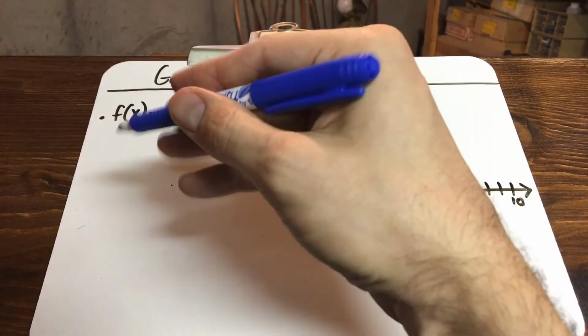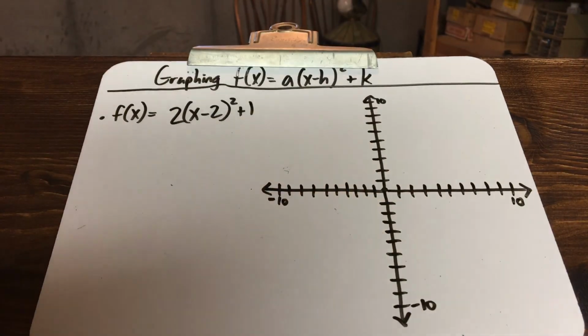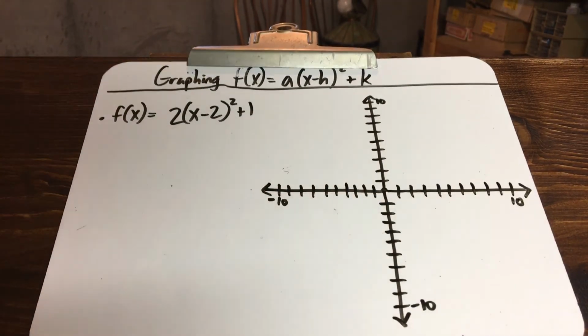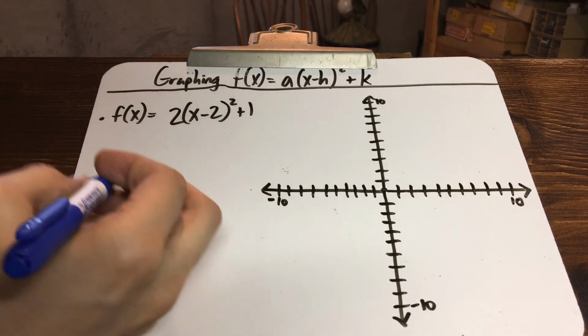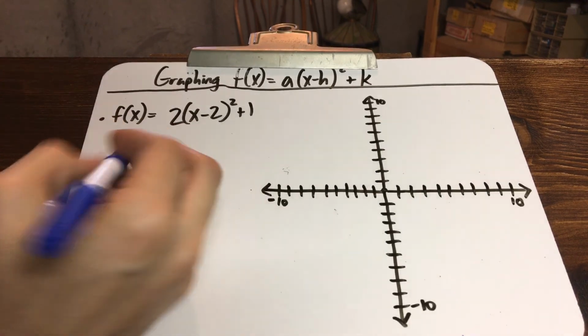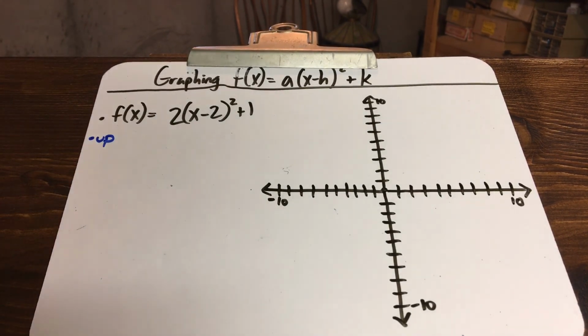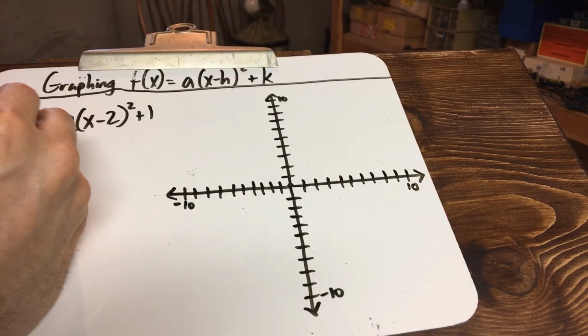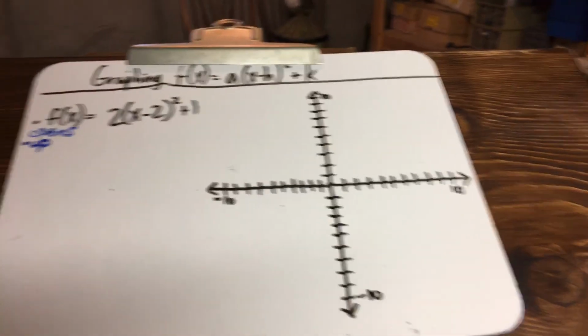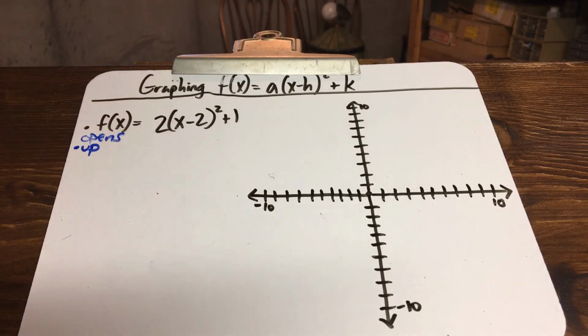Do I just go ahead and make an X and Y table and start filling out numbers? No, not really. Let's just think about it using the same skills that we did on the last ones. Okay, this number is positive. I'm just going to make some notes to myself. When that's positive, that tells me this thing is going to open up. Whoa, hit my camera. So I know that this thing is going to open up.